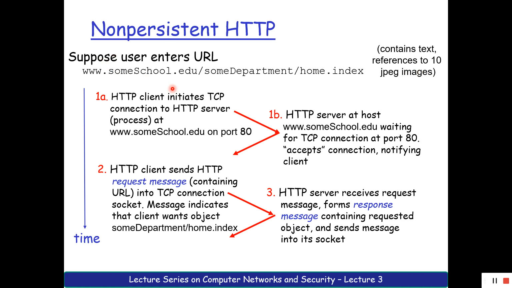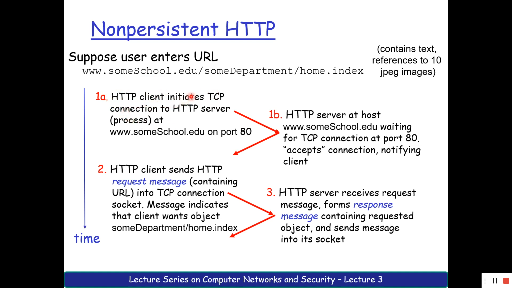So what happens? Let's see the process. In the first part of the process, the HTTP client will initiate a TCP connection to the HTTP server at www.someschool.edu on port number 80. Now what is my first responsibility? If I want to fetch this, first I have to enter the URL. I open my browser, being a client, and in that browser I will type this particular URL. When I type this URL, your browser is acting like an HTTP client, and it initiates this TCP connection.